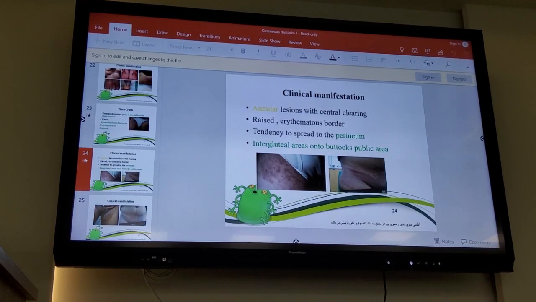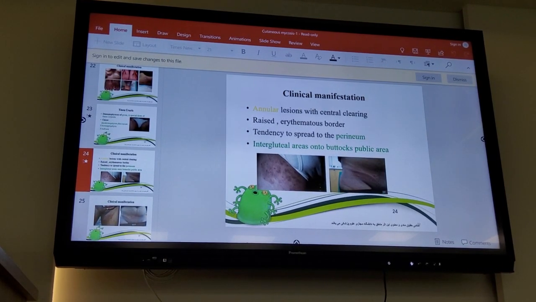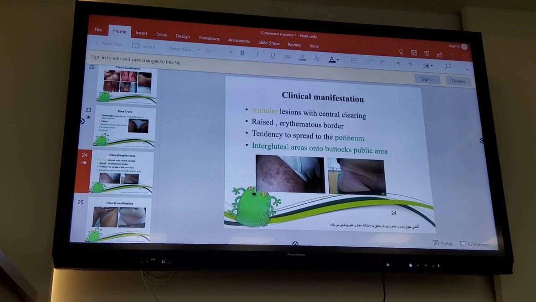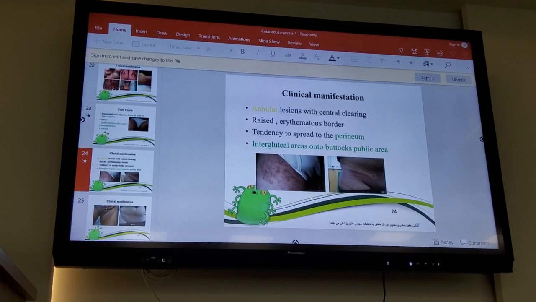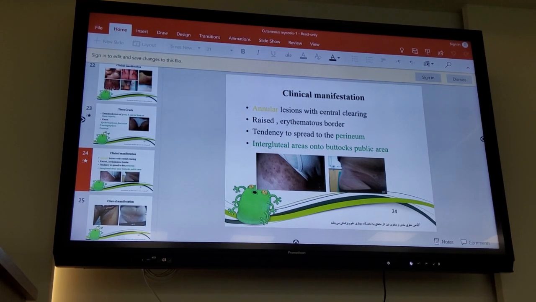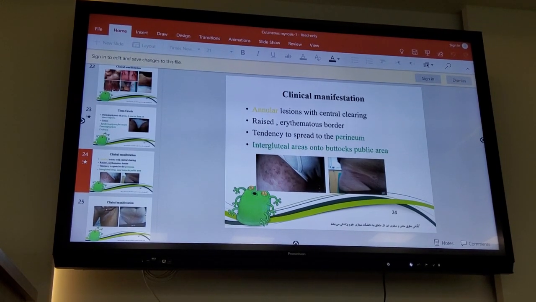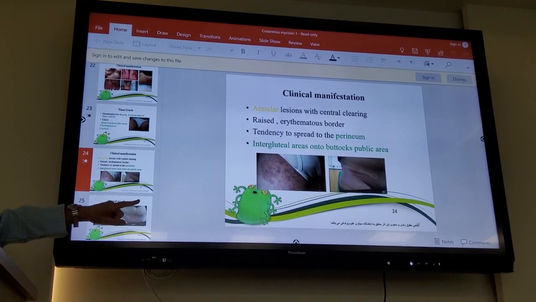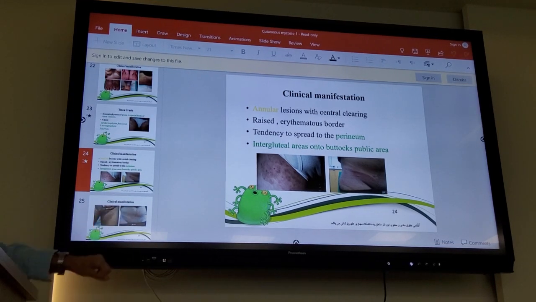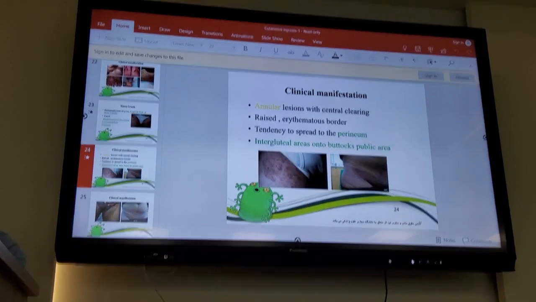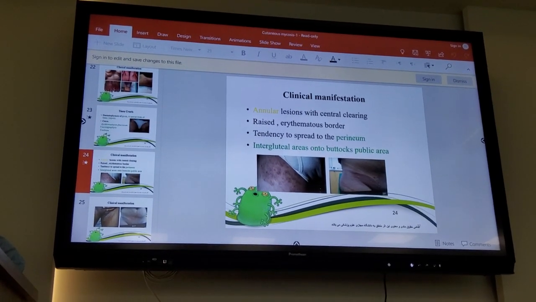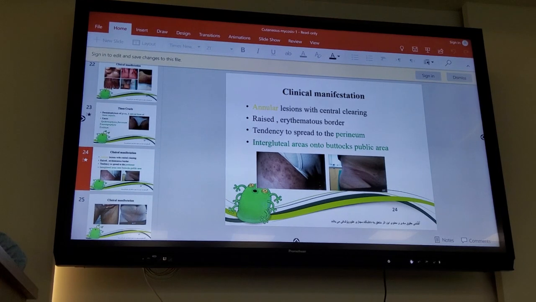With KOH preparation. KOH solution is a good solution that sharpens fungal elements, and you prepare the slide, and you can find fungal elements under the microscope. Skin scrap is needed for preparation of the sample, to examine with microscopic examination and culture.